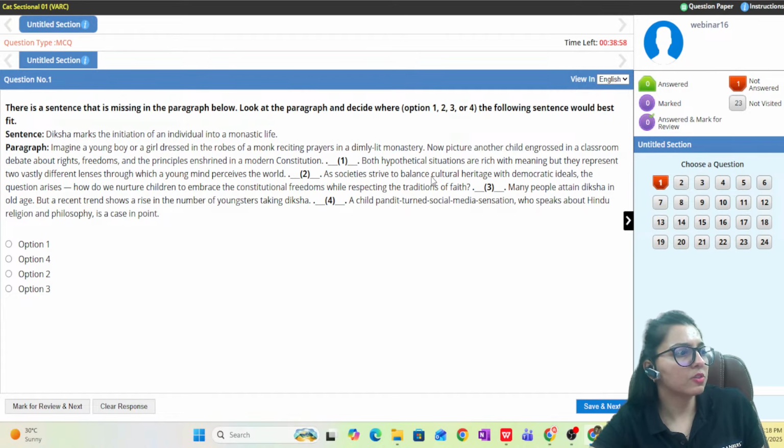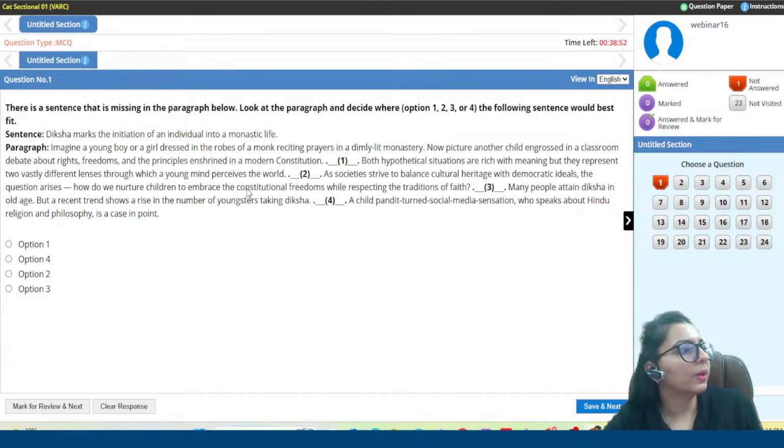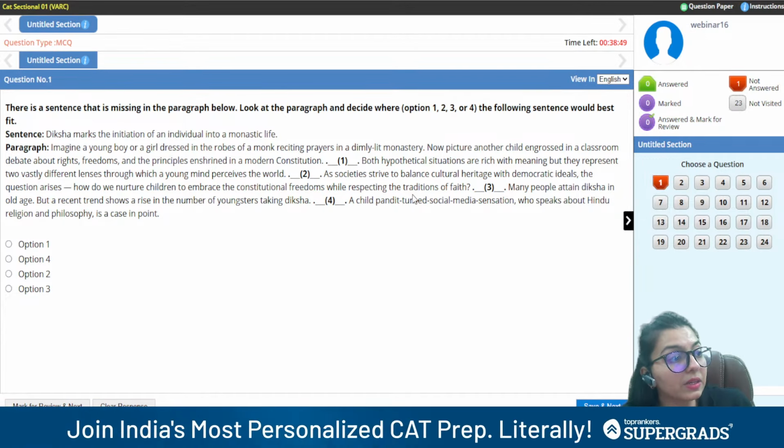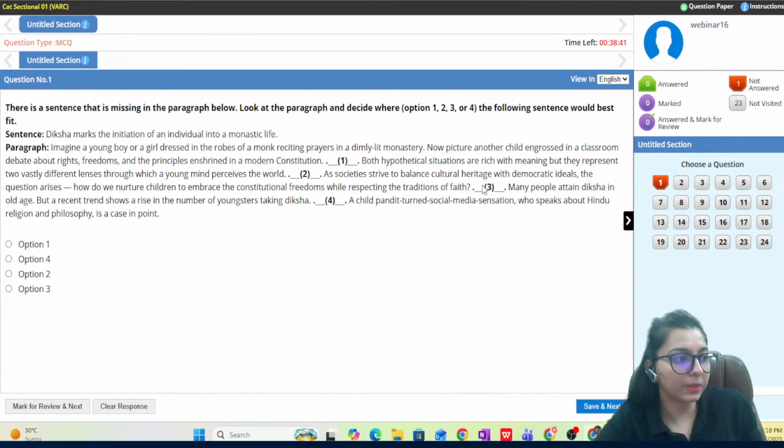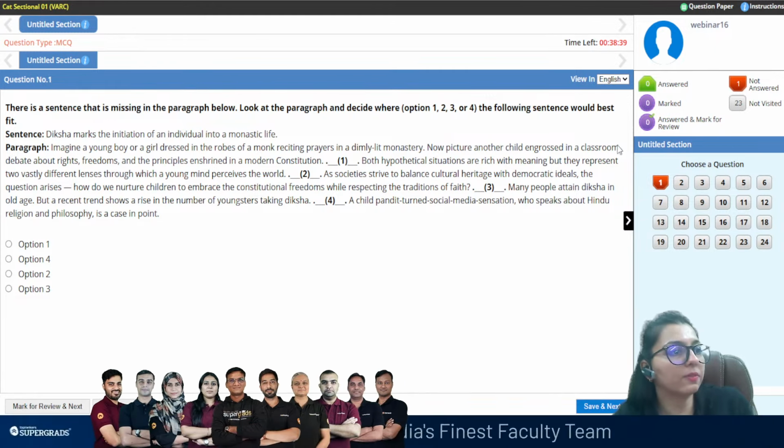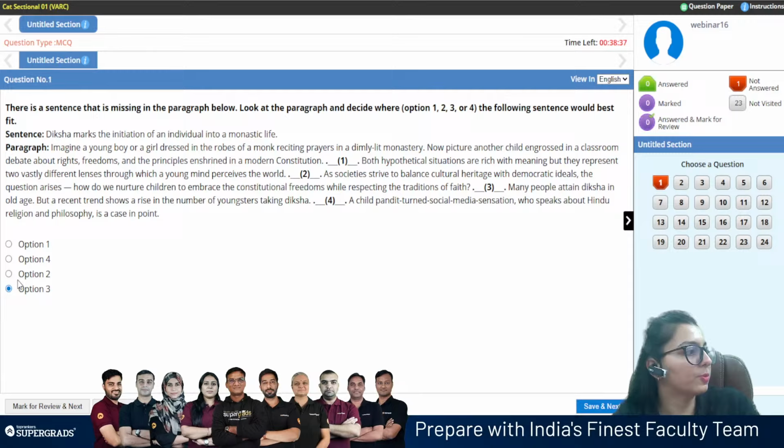As societies strive to balance culture, heritage, and democratic ideals, the question arises: how do we nurture and embrace constitutional freedom while respecting the traditions of faith? Dash. Many people attain Diksha. Okay, now I know, but since you're talking about attainment, this can possibly be the place where I want to put it. So I know that the first answer will have to be option 3 for me, which is D.